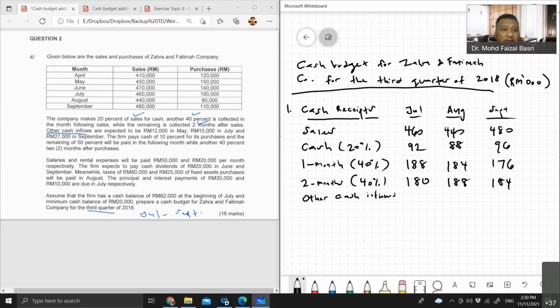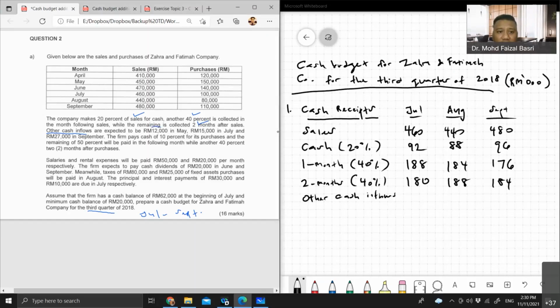So for example here, they are expected to receive, remember the word expected, remember when we do cash budget, this is something yet to happen. So we are forecasting. So that's why they use the word expected kat sini. To be 12,000 in May. Okay, is May part of our table ataupun part of our statement? No, because we are only concerned for July, August and September. So this 12,000, it will not be recorded in our statement.